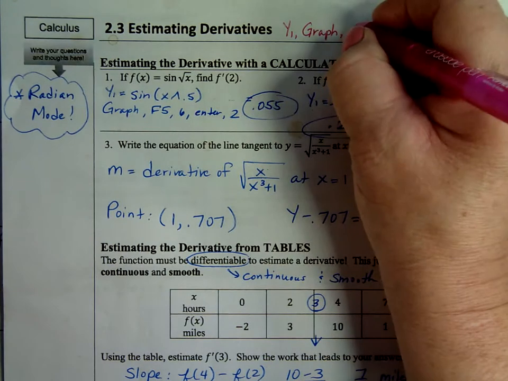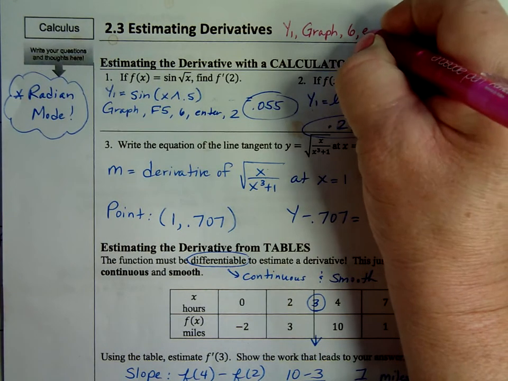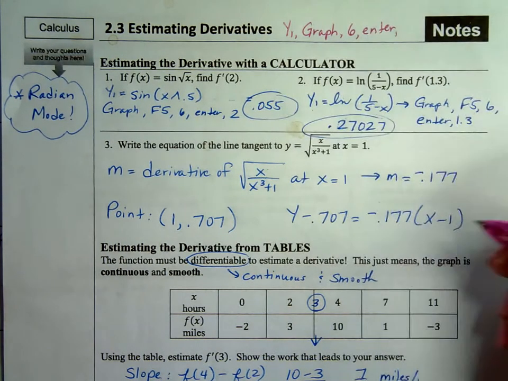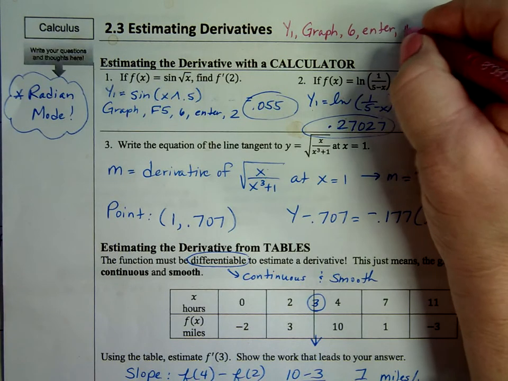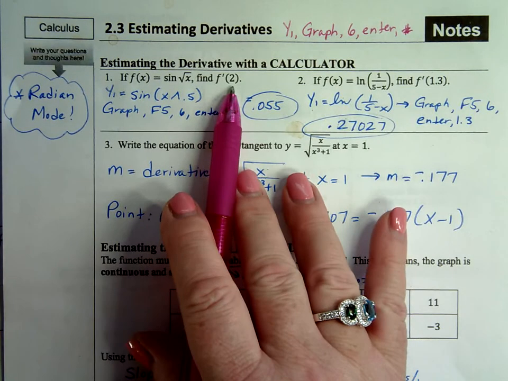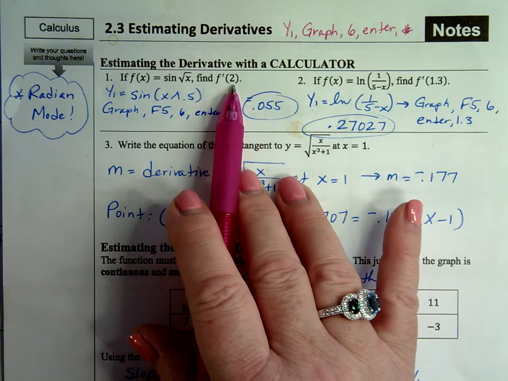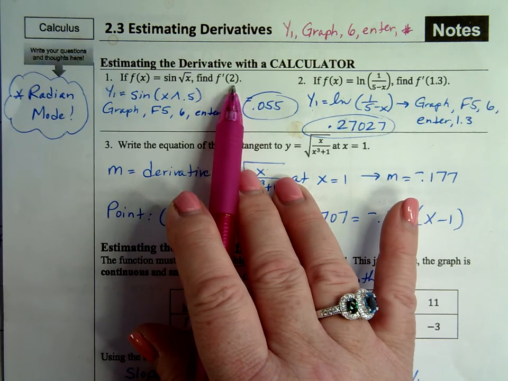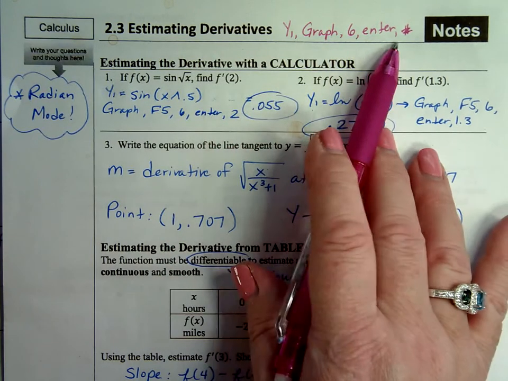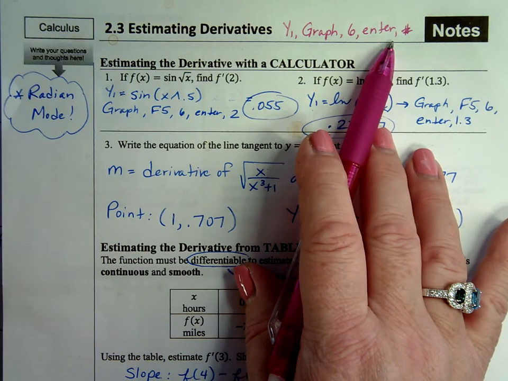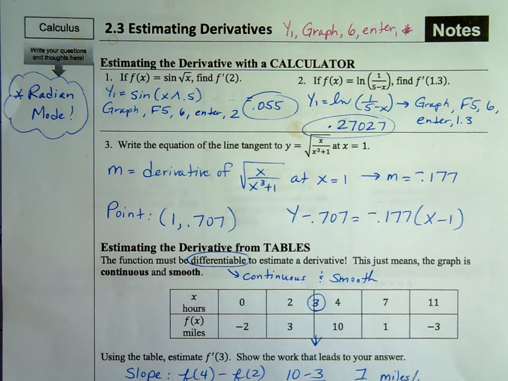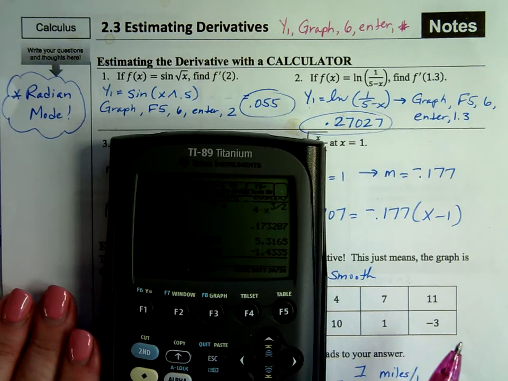And then you're going to press 6 for derivative, press enter, and then give it the number, whatever number you're looking for. Because in every one of these problems, they want to know what it is at a specific number. And so that number is going to be the last piece that we put in. And so for every problem we do on the calculator right now, to have the calculator find the derivative, these are the steps that we want to follow. So let me show you how it works.